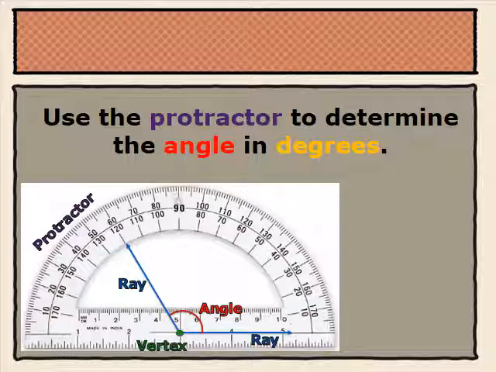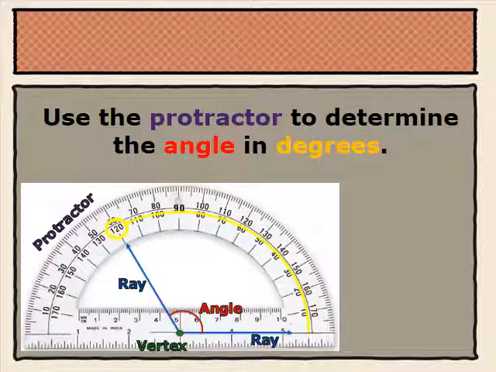Now we will use the protractor to determine the new angle in degrees. Here we have our center mark of our protractor at the vertex of our angle. We have the bottom ray lined up with our protractor, and then we'll count up from 0 to 10, 20, 30, 40, 50, 60, 70, 80, 90, 100, 110, 120 degrees.